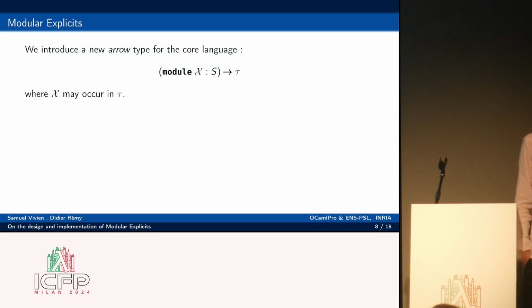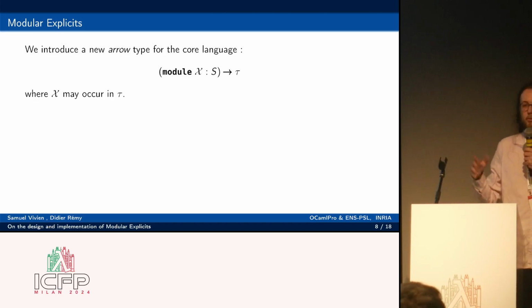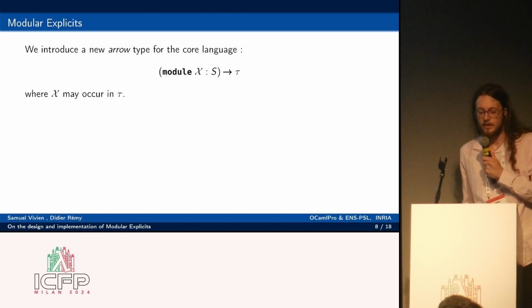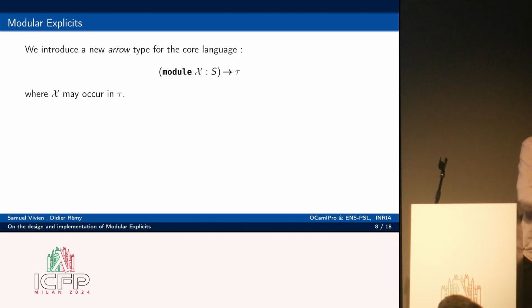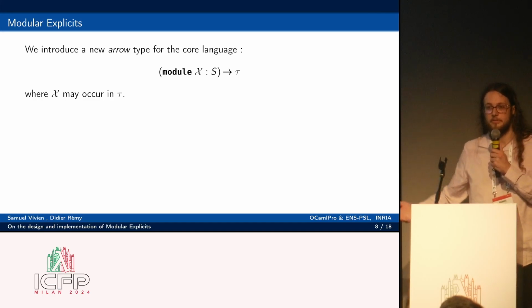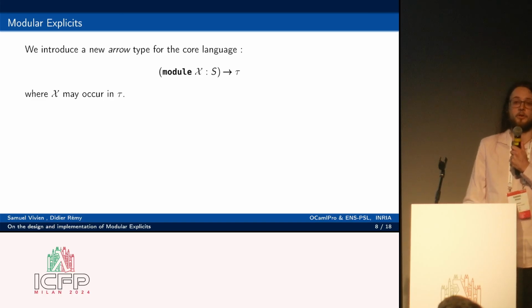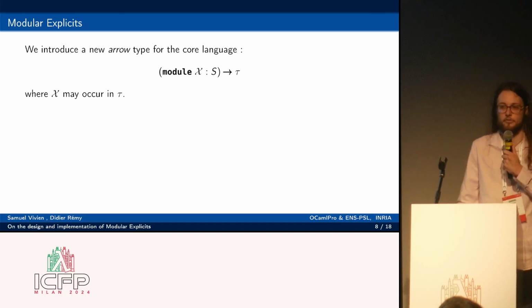So to solve this problem, we just introduce a new type, which is a module-dependent function. This is not the same arrow as the one we have currently in OCaml, because it's a dependent arrow. However, it's the same syntax. The big thing with this module-dependent function is that x can occur inside tau. And with this, we can express all the types of the functions that were presented before and that could not be typed.